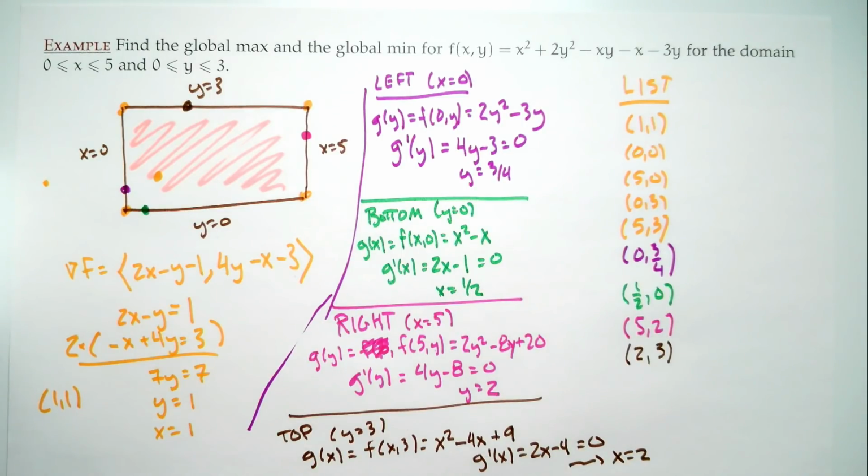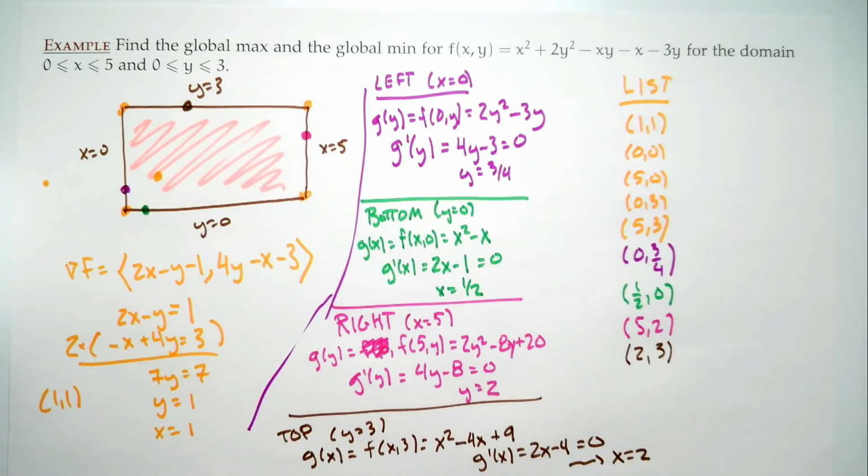All right. Have we accounted for everything? Yes. We got the interior. We checked the gradient equals 0. We got the corners, because we always know that corners should not be forgotten. We checked every side. We've made our list.